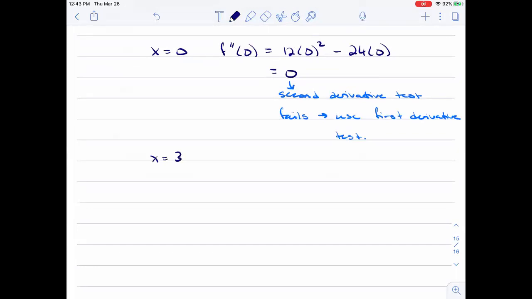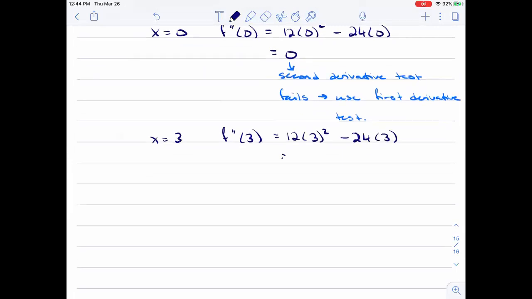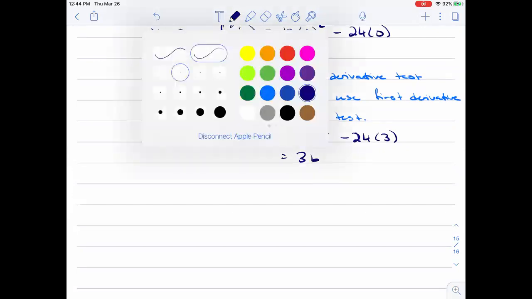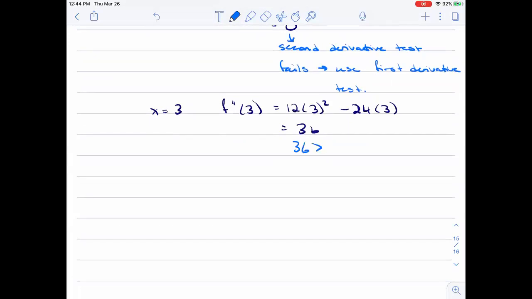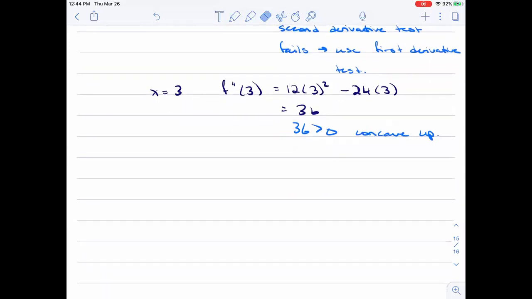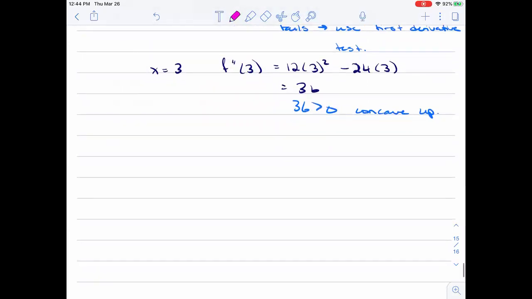Let's have a look at x equals 3. We might have to do the same thing at x equals 3, not likely, but we might. So f double prime at 3 is 12 times 3 squared minus 24 times 3, which is 36. 36 is greater than 0, so it's concave up. Which means that if it's concave up, by the second derivative test, x equals 3 is a local minimum.